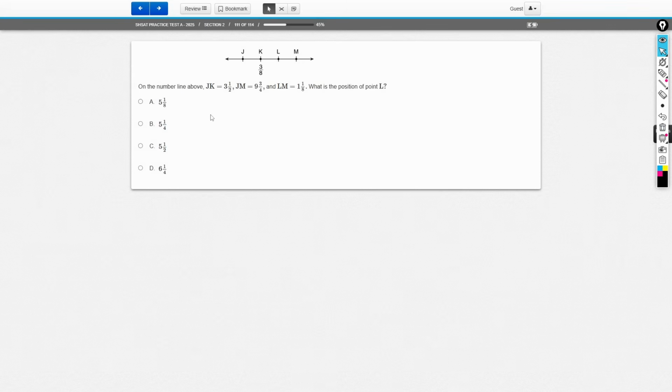All right, moving on. It says on the number line above, JK is equal to 3 1/2, JM is equal to 9 3/4, and LM is equal to 1 1/8, and we want to know the position at point L.